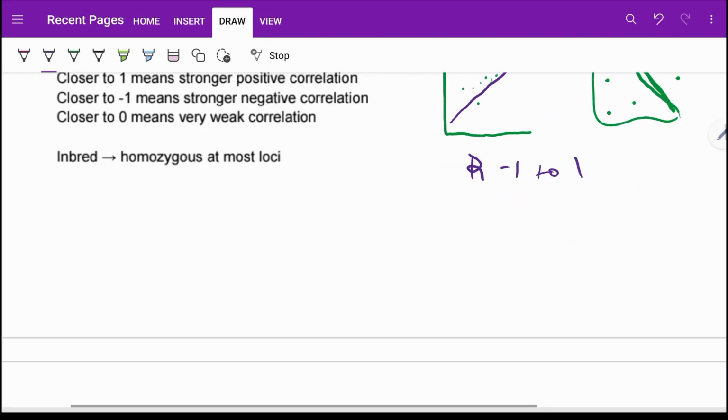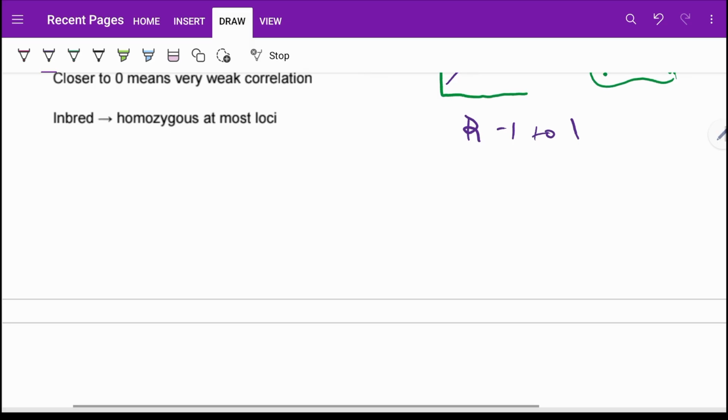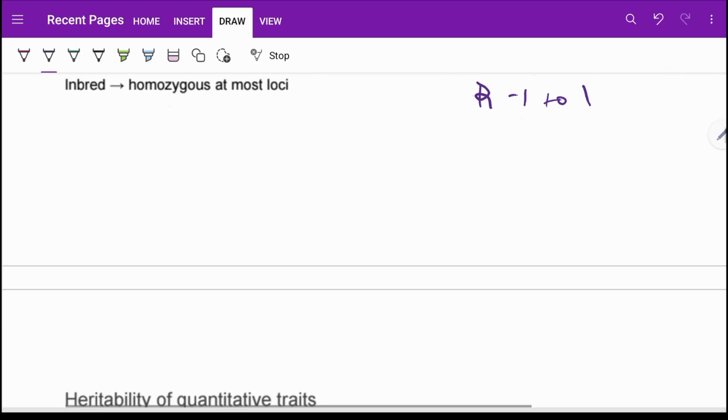We also talk about inbreeding, which means they're homozygous at most loci, and that just means that it's clear that there's not a lot of genetic variation in the population. Most of them are genetically very similar, which is usually a bad thing.